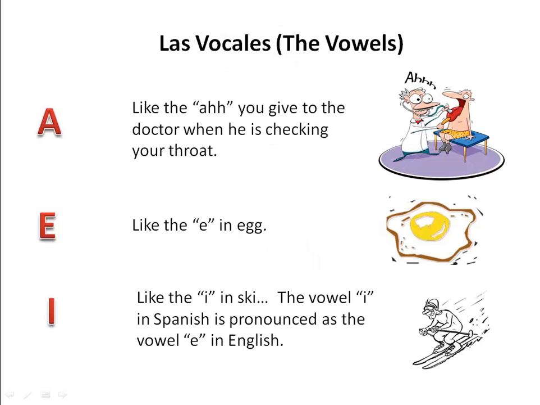a, e, and then the I is pronounced e, like ski. The vowel I in Spanish is pronounced as the vowel E in English, so it can be kind of confusing to hear. When I say E, if I'm talking in English, it's the second one, right? But if I'm talking in Spanish, it's this letter here. So, repitan, a, e.